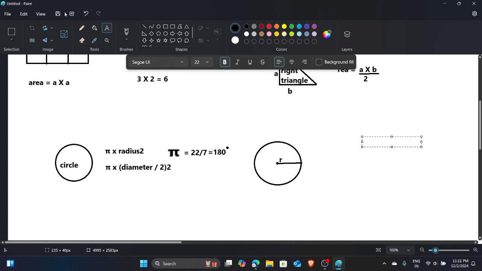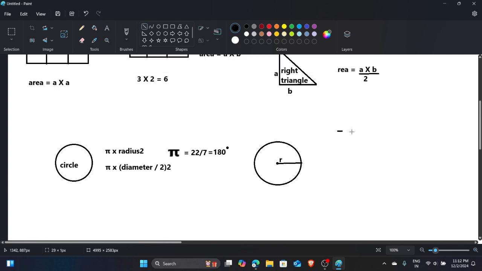Suppose there is one line, and this line is of 1 meter, 2 meter, 3 meter, 4 meter, 5 meter, 6 meter, 7 meter, and this 8 meter. So what is its meaning?